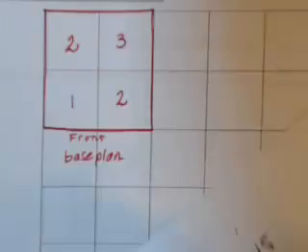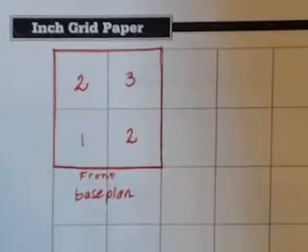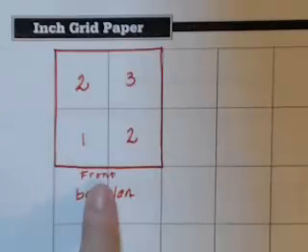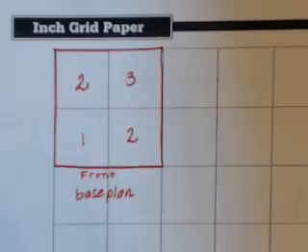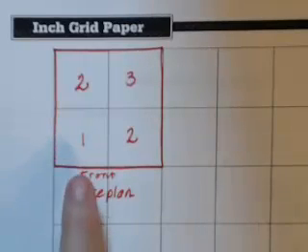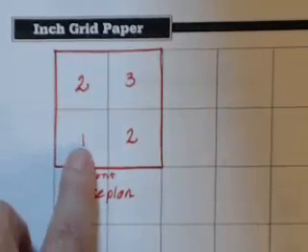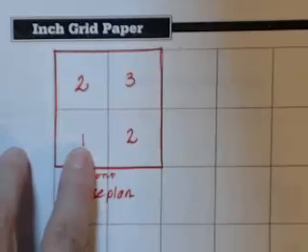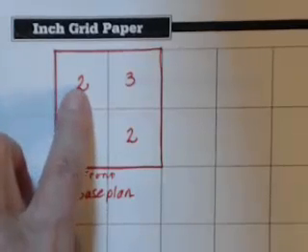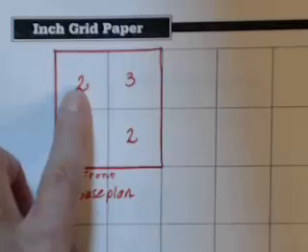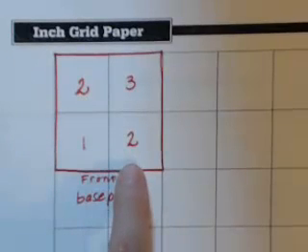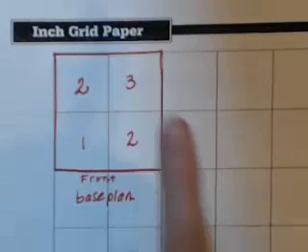So, for example, this might be a base plan, and it'll tell you whether it's the front view or right view. So if you're looking at the front of this building, you're going to see that on the left it's 1 story high, and in the back it's 2 stories high. And on the right it is 2 stories high, and it is 3 stories high.